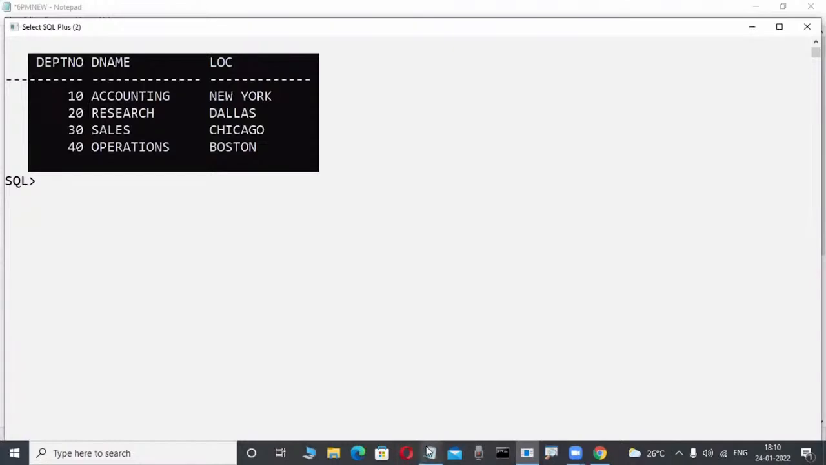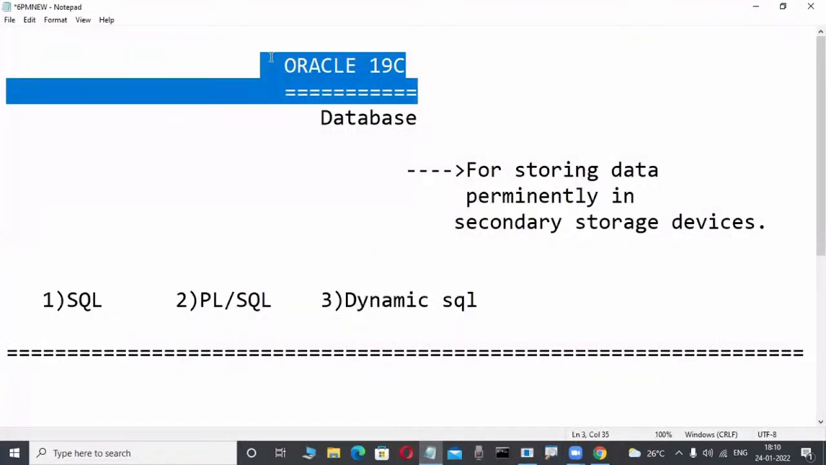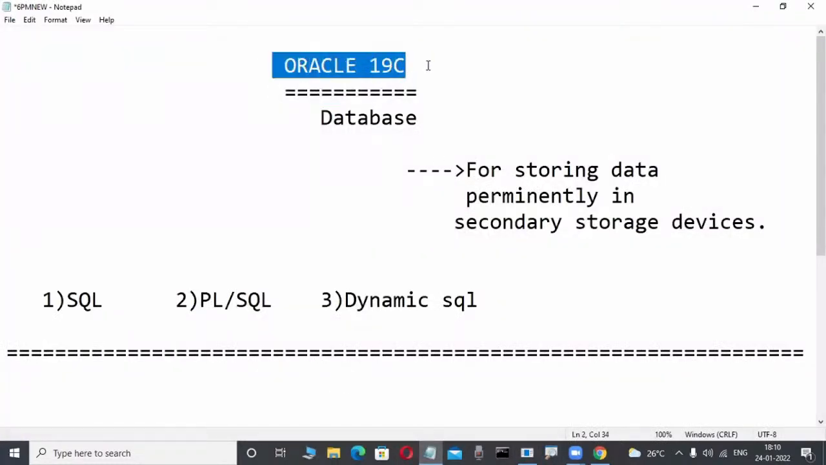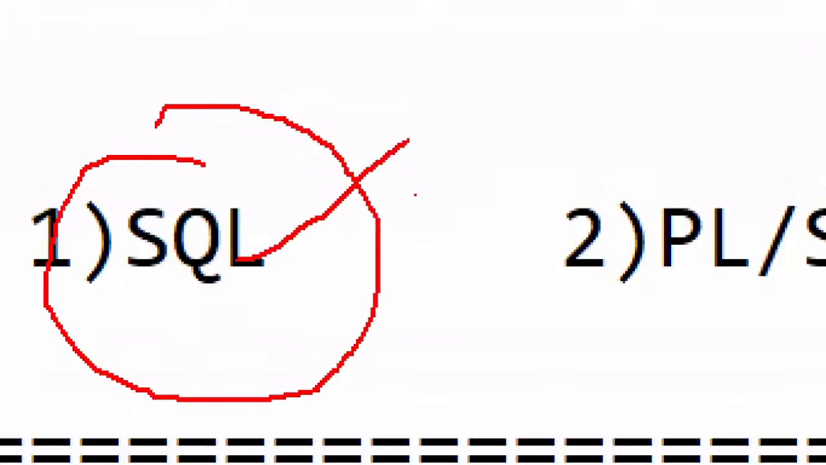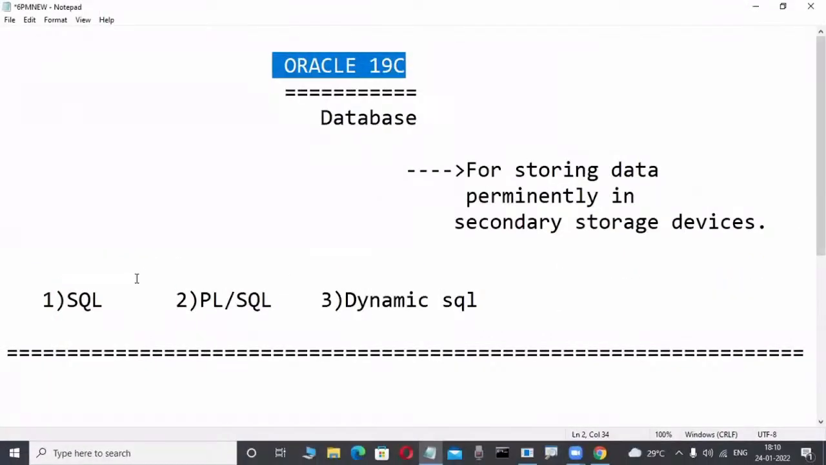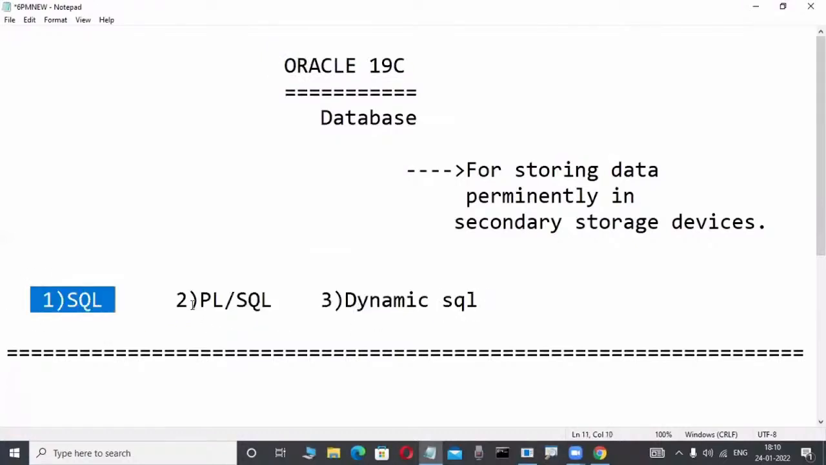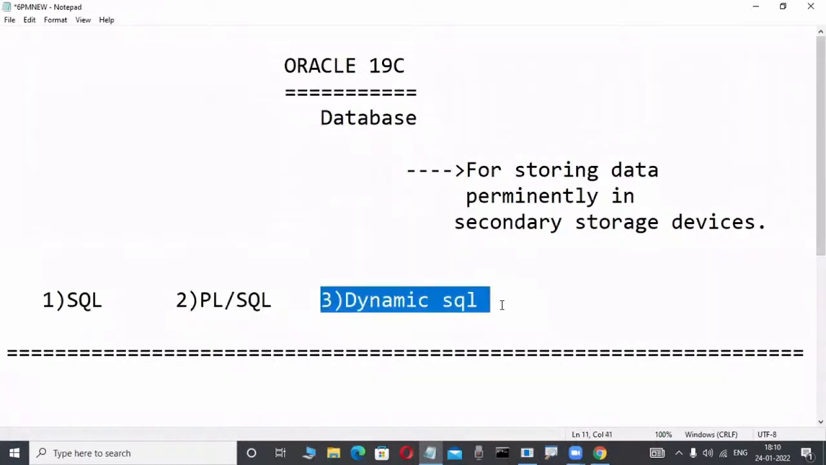Now for operating these types of relational data model products, one universal language is there. What is that? SQL, structured query language. But when operating the Oracle product, not only the SQL language, three languages are there. One is SQL, another one is PL/SQL, procedural language extension for SQL. Another one is dynamic SQL.